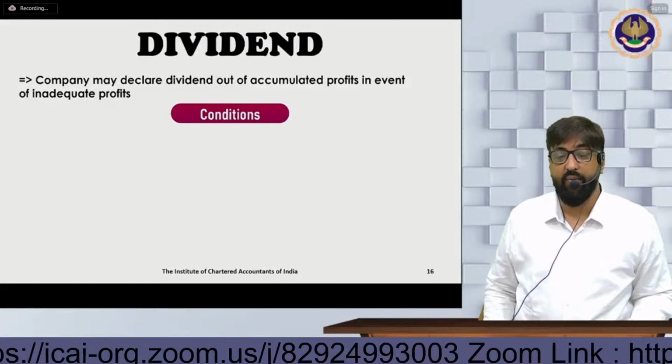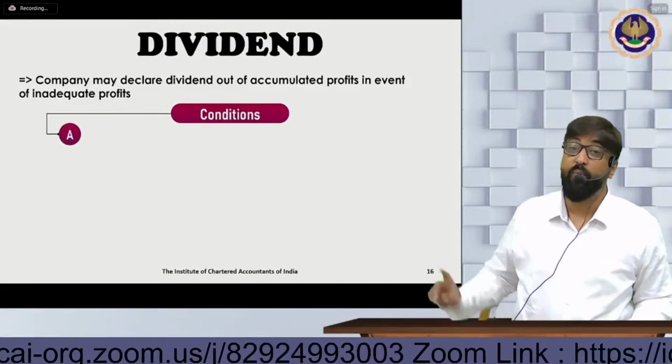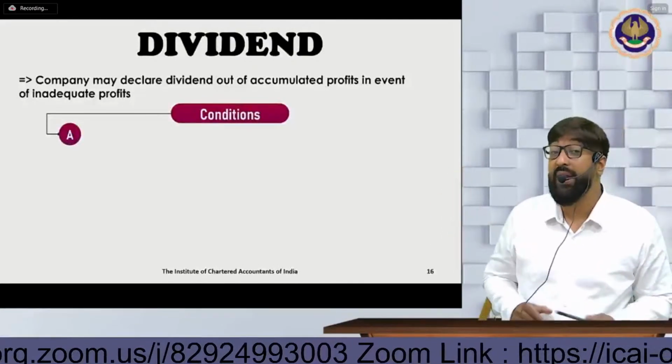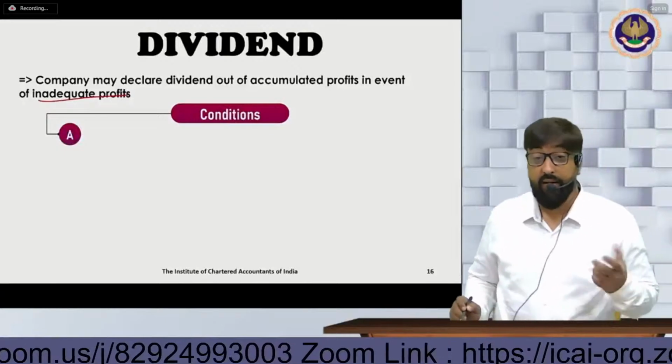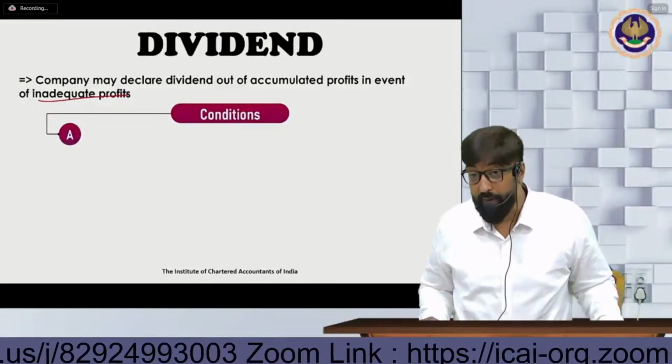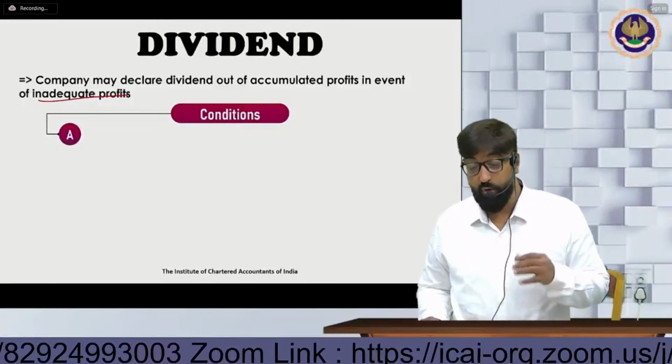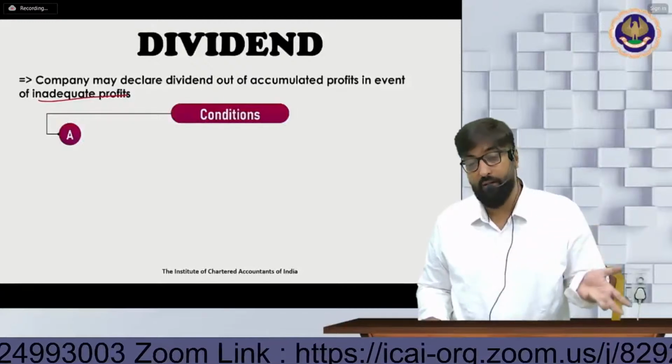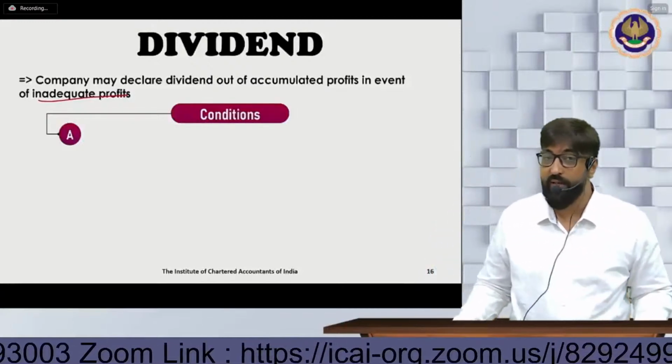A company may declare dividend out of accumulated profits in the event of inadequate profit. Suppose in the current year there is no profit. Try to understand the provision. If you don't understand in English, I will explain it in Hindi also. First I will explain it in English.